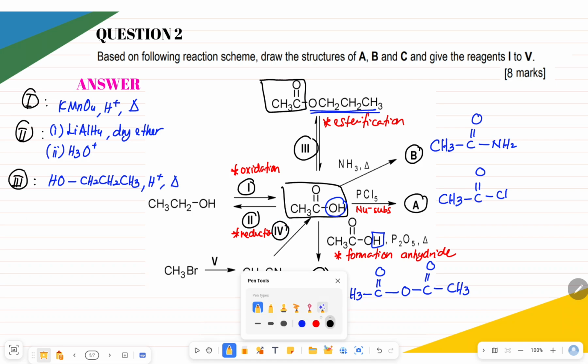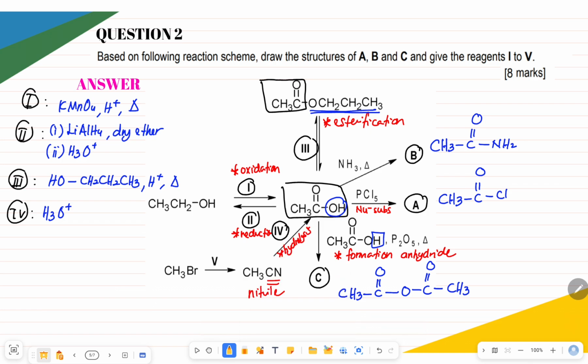This is from a nitrile compound to become COOH. This is a very straightforward reaction. You only have to react with H3O+, or we call this hydrolysis of nitrile compound. CN becomes COOH.